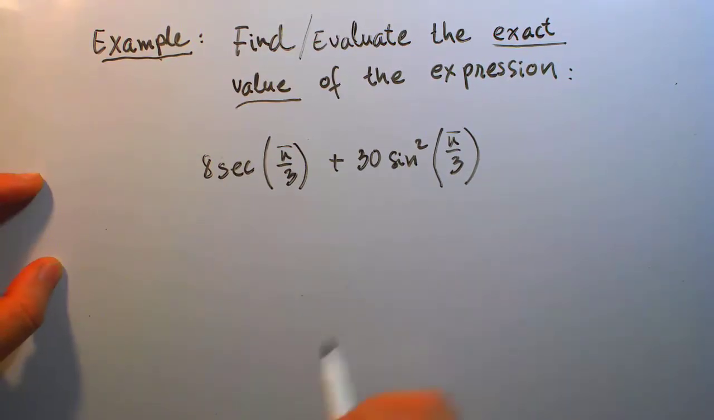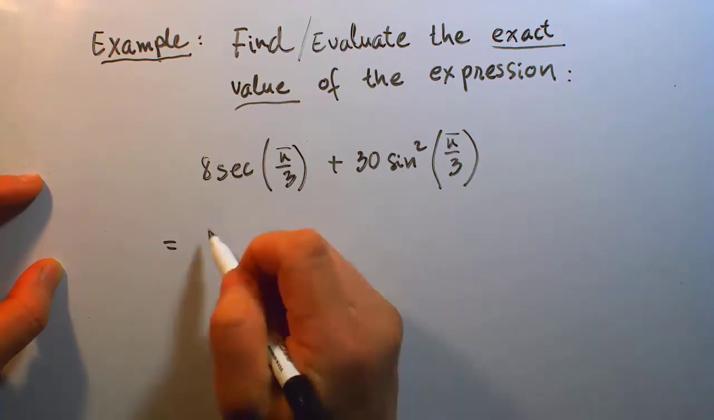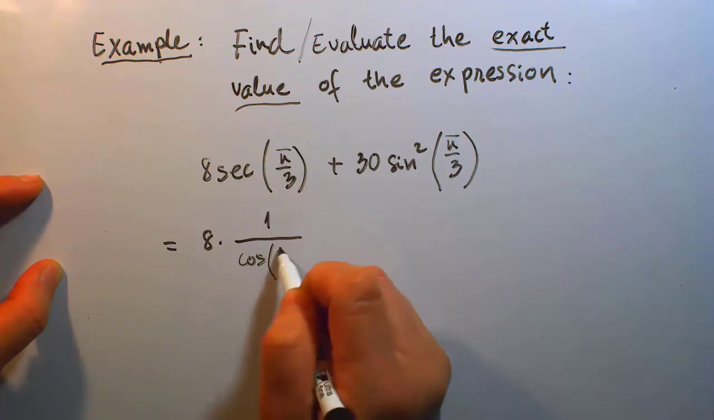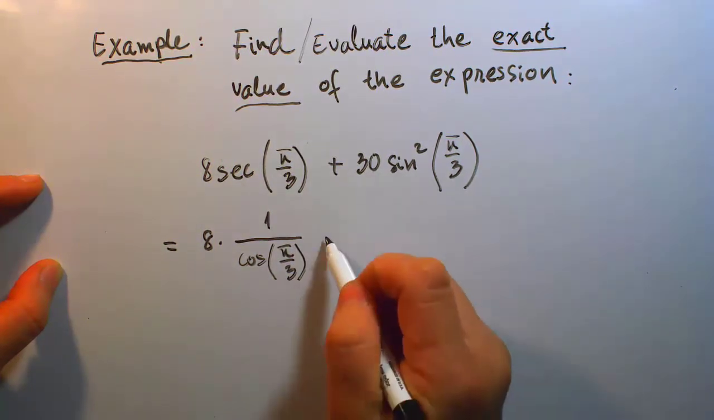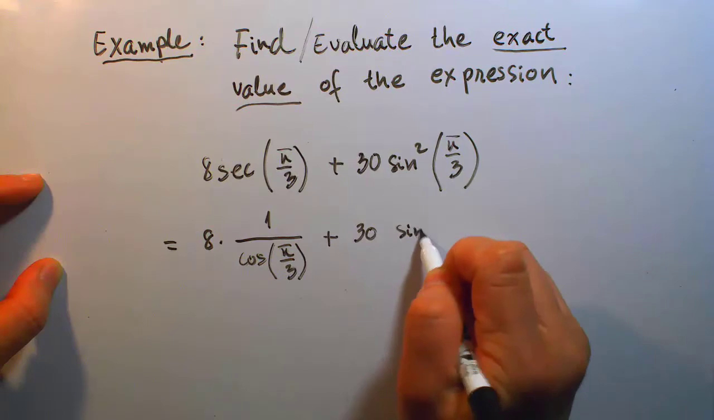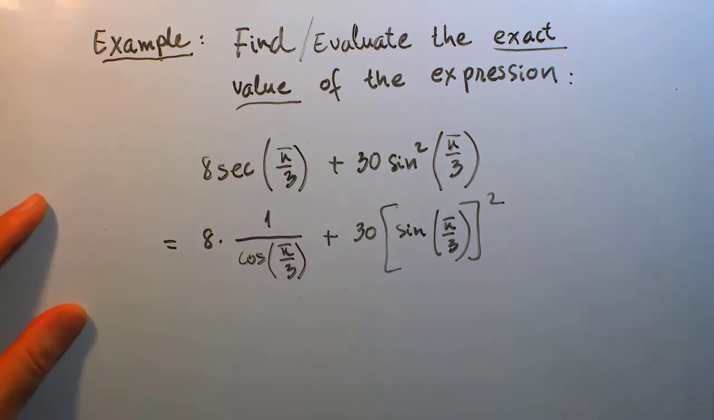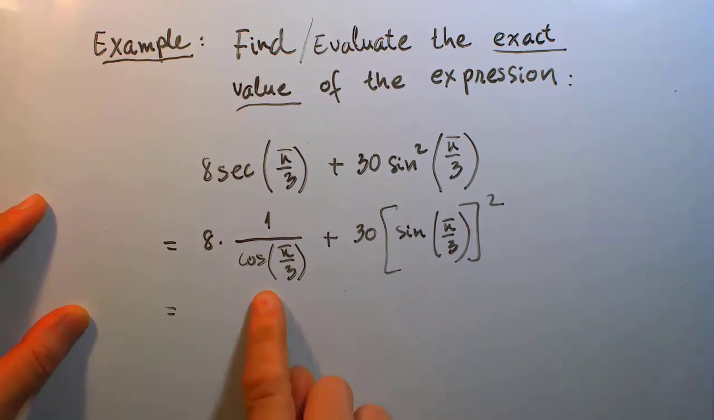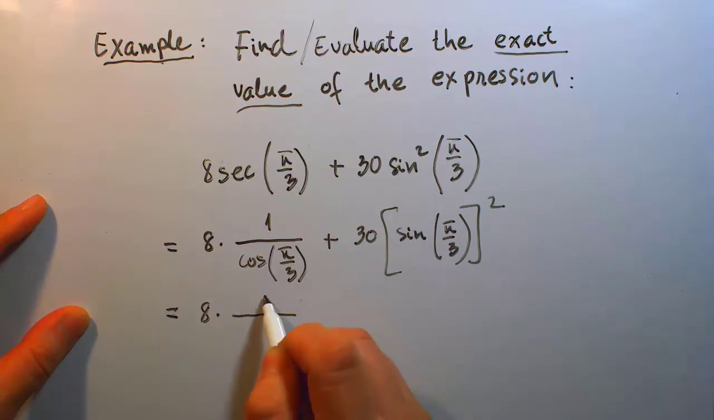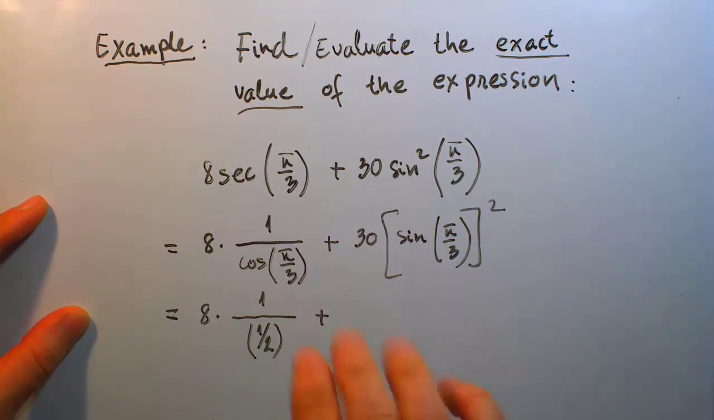To work this out, secant in the first term is defined as 1 over cosine. So looking at 8 separately, 8 times 1 over cosine of pi over 3, plus 30 times sine of pi over 3, then squared. The little square indicates that we are looking for sine of pi over 3, then squared. Cosine of pi over 3, as we have seen through the unit circle, is 1/2, and 8 is my coefficient, so 8 times 1 over 1/2. That's all we can do for the first term.